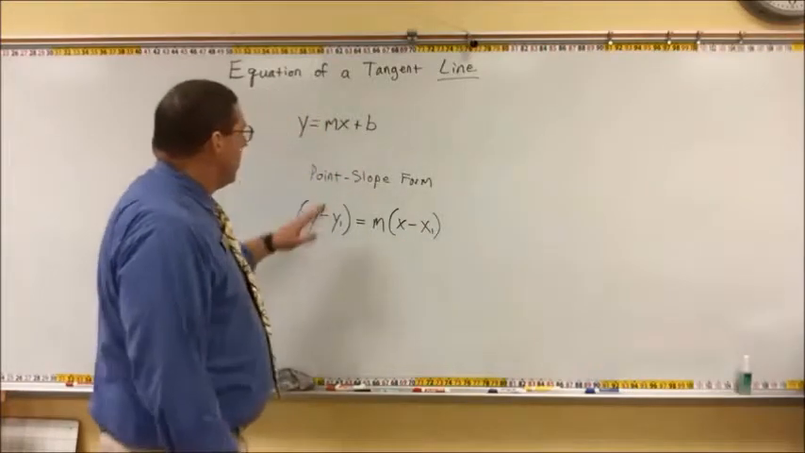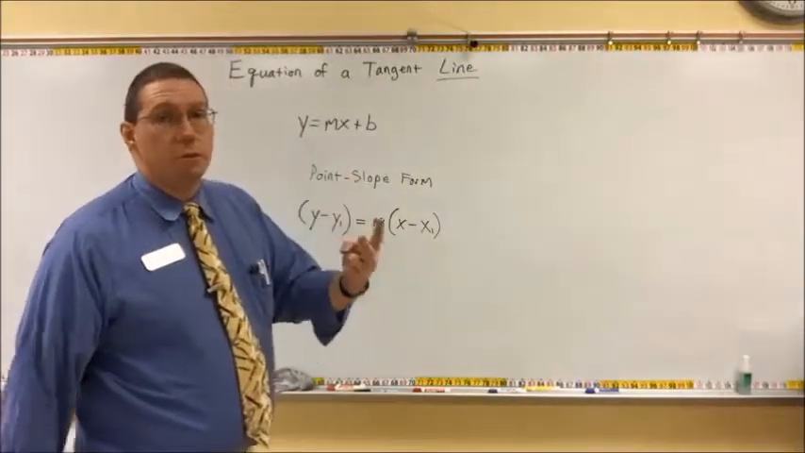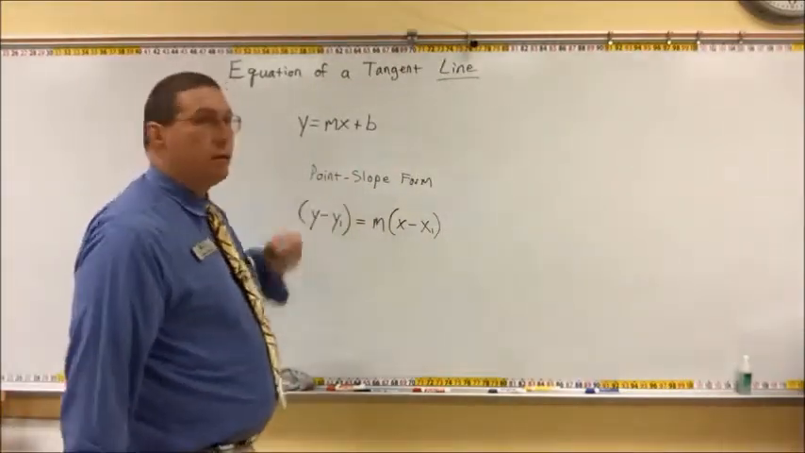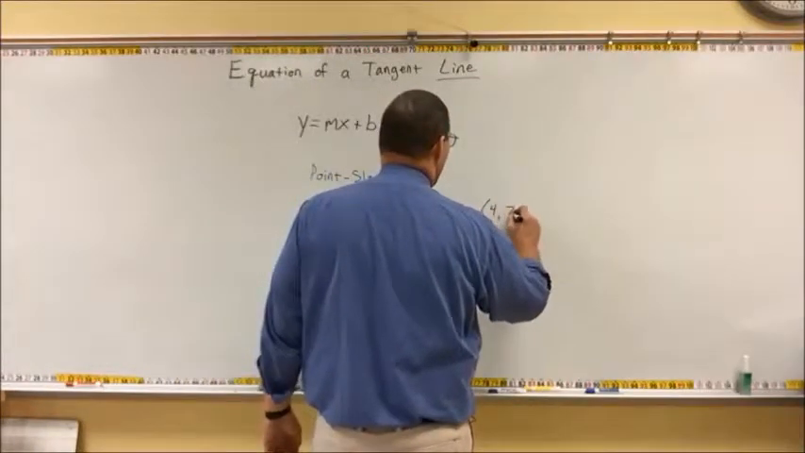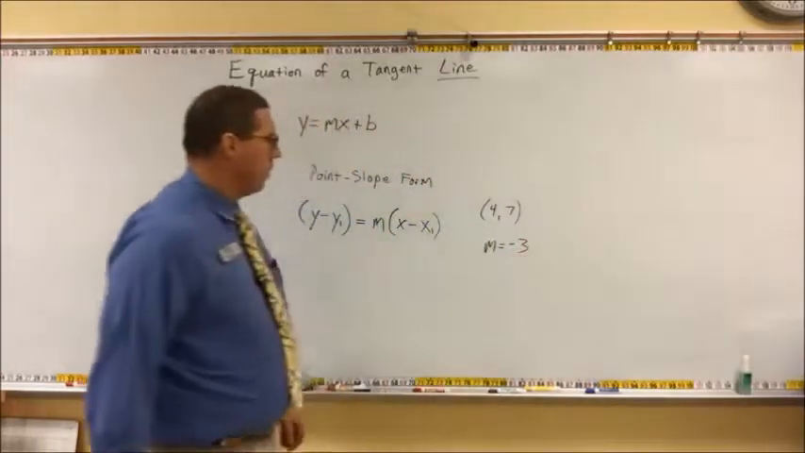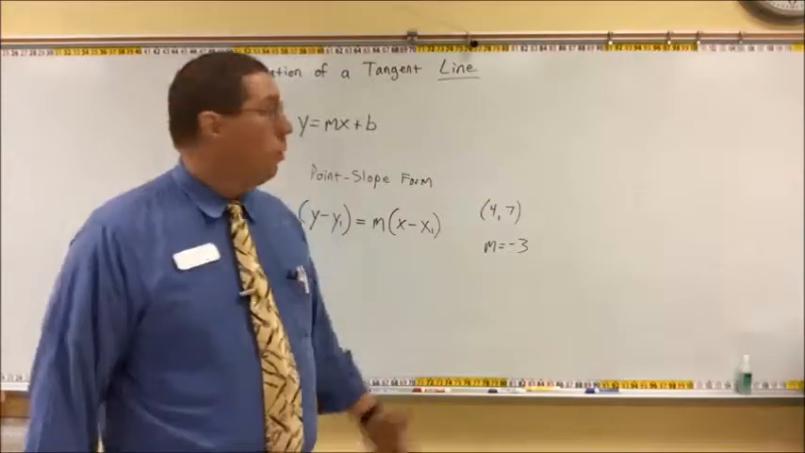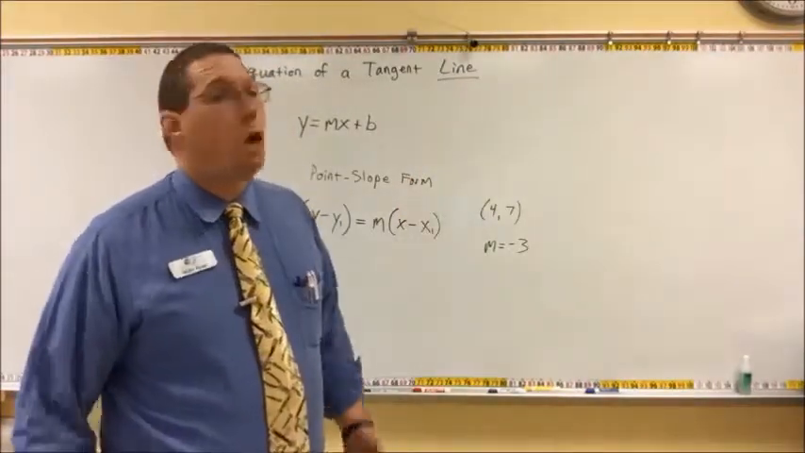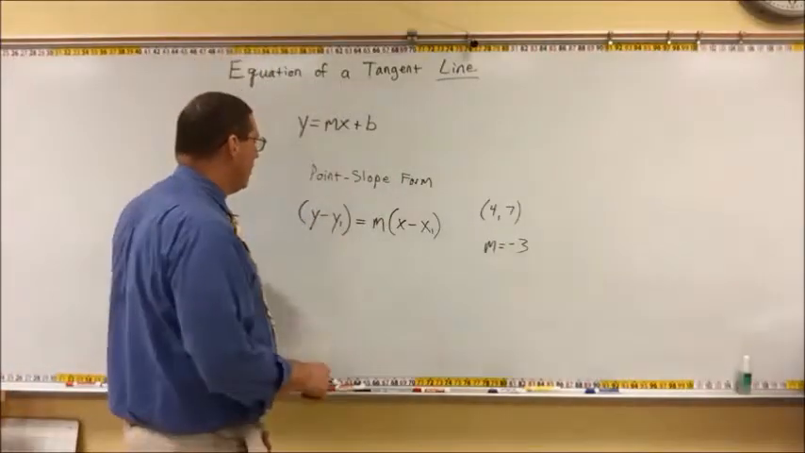Okay. In order to identify the equation of a line in point-slope form, you need two things. You need a point and you need a slope. So let's say that we had the point (4, 7), and we had a slope of -3. With these two pieces of information, we don't even have to do any real work to identify the equation of a line.